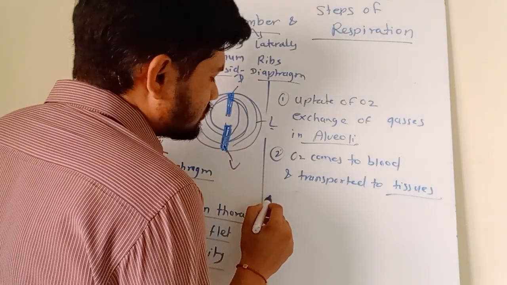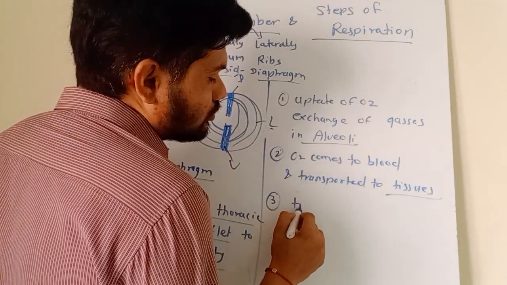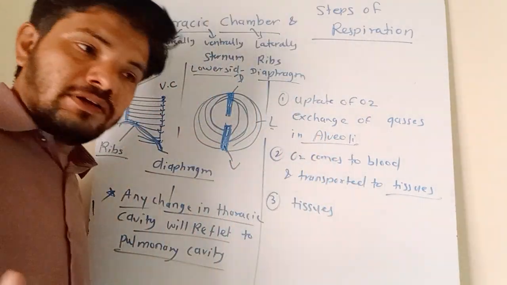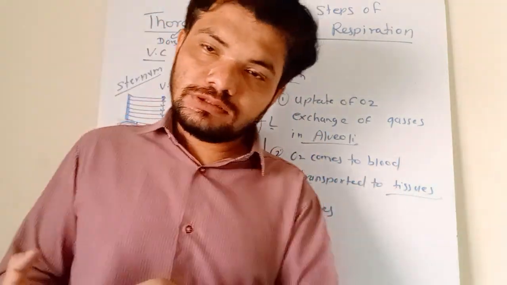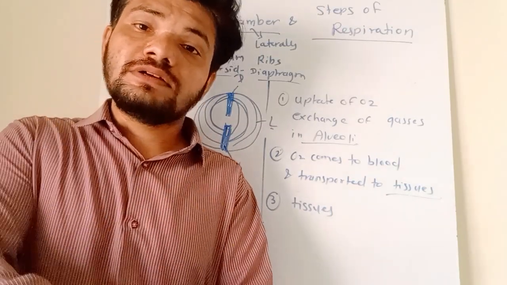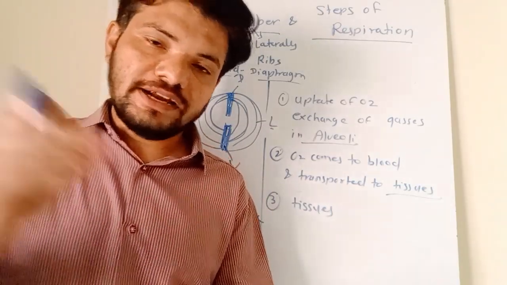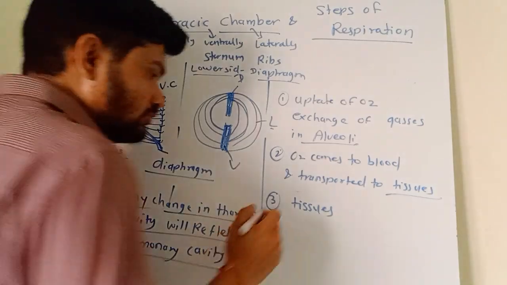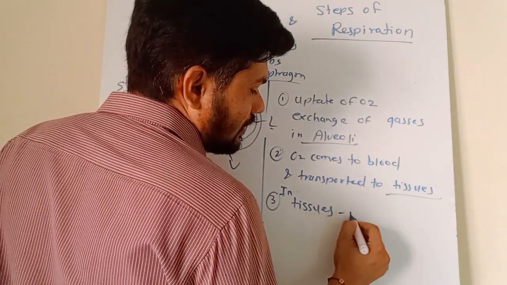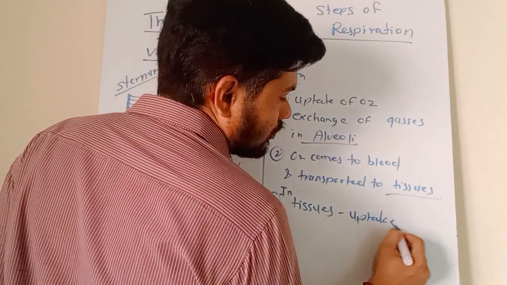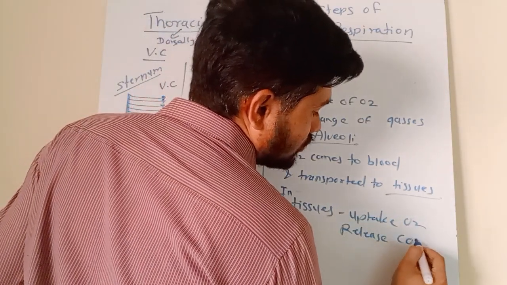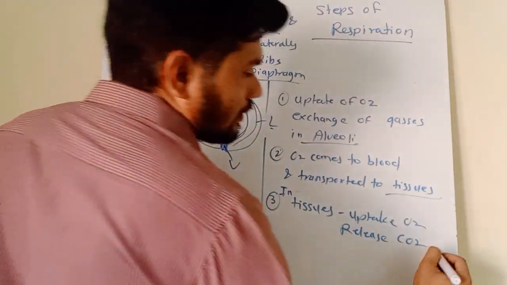Then third step, in tissues, another gas exchange will happen. All tissues will uptake the oxygen and they will throw their CO2 inside the blood. So again in tissues, they will uptake O2 and release CO2 in blood.